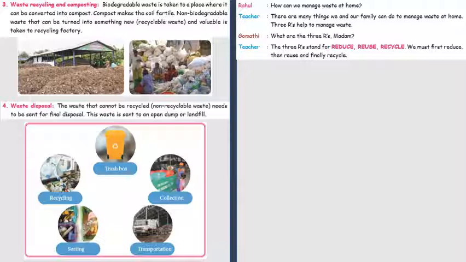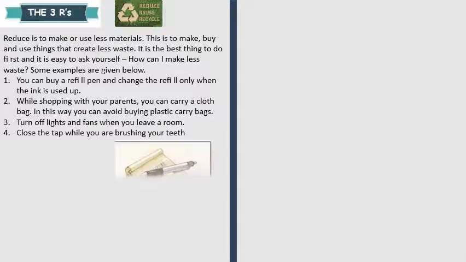How can we manage waste at home? There are many ways we and our family can do to manage waste at home. 3 R's help us to manage waste. What are the 3 R's, madam? The 3 R's stand for reduce, reuse, recycle. We must first reduce, then reuse, and finally recycle.